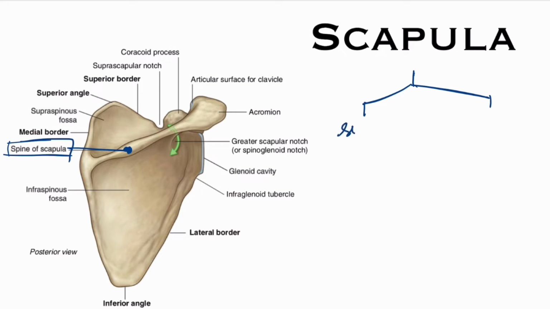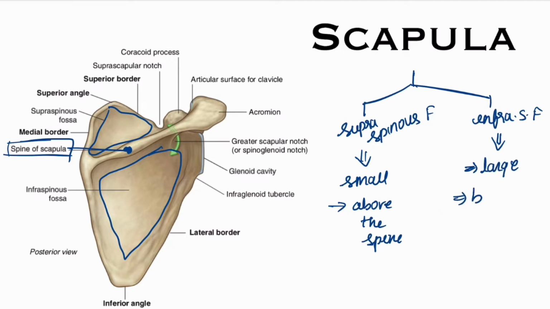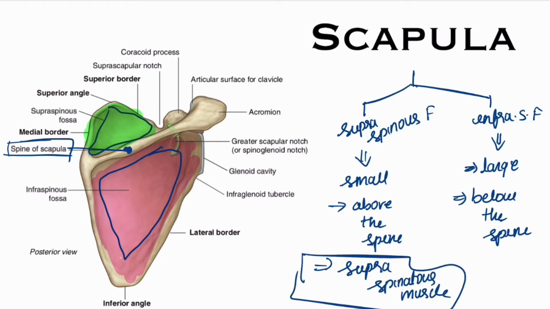That is the supraspinous fossa and the infraspinous fossa. So this is the supraspinous fossa here and this is the infraspinous fossa. The supraspinous fossa is small and is above the spine of the scapula. The infraspinous fossa is large and is below the spine. In the supraspinous fossa, the supraspinatus muscle is attached. And in the infraspinous fossa, we have the infraspinatus muscle.